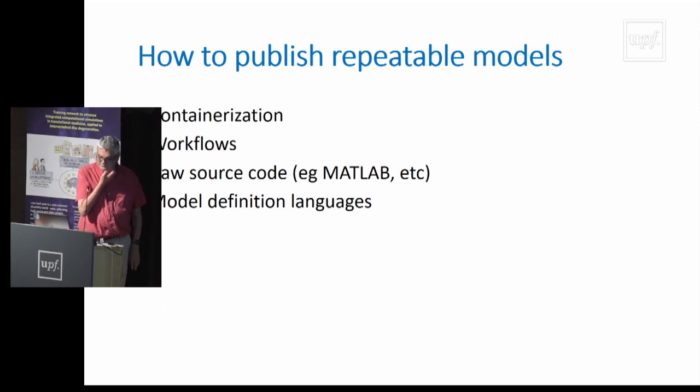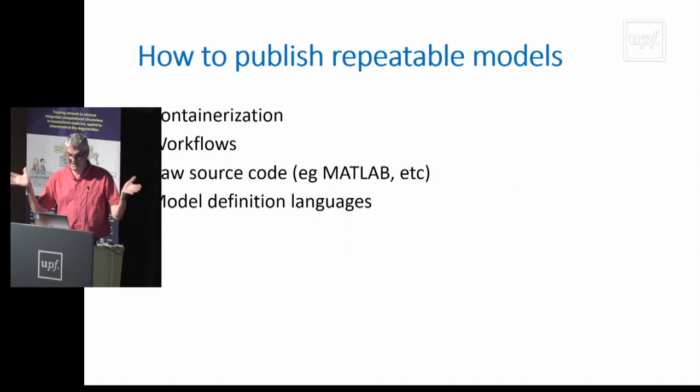So let's say we've solved this. Now people want to publish reproducible work. What options do they have? And there's a couple here. One is what's called containerization, which is using Docker images. And I noticed there was a poster that used Docker images. These are basically virtual machines that contain everything you need to do whatever it is you want to do. So that's one way. Another one is workflows.